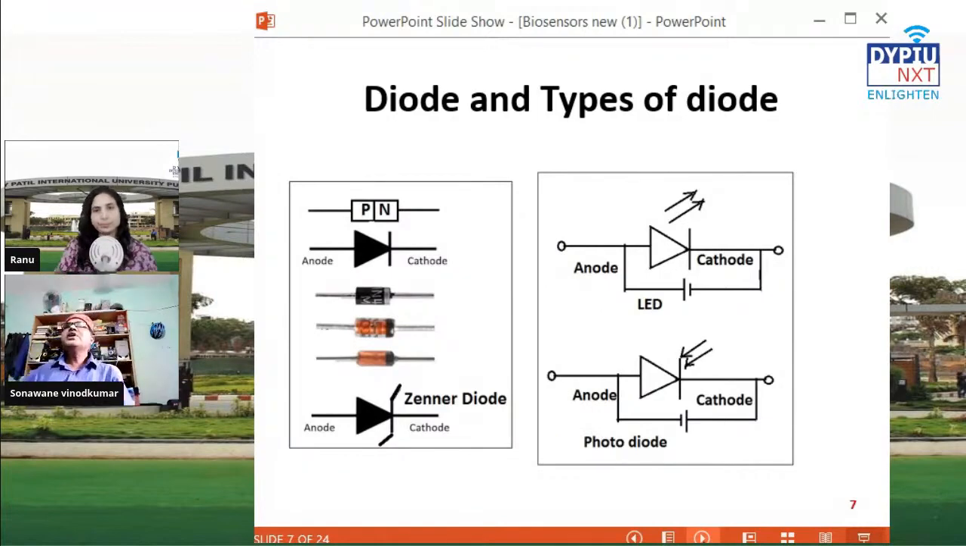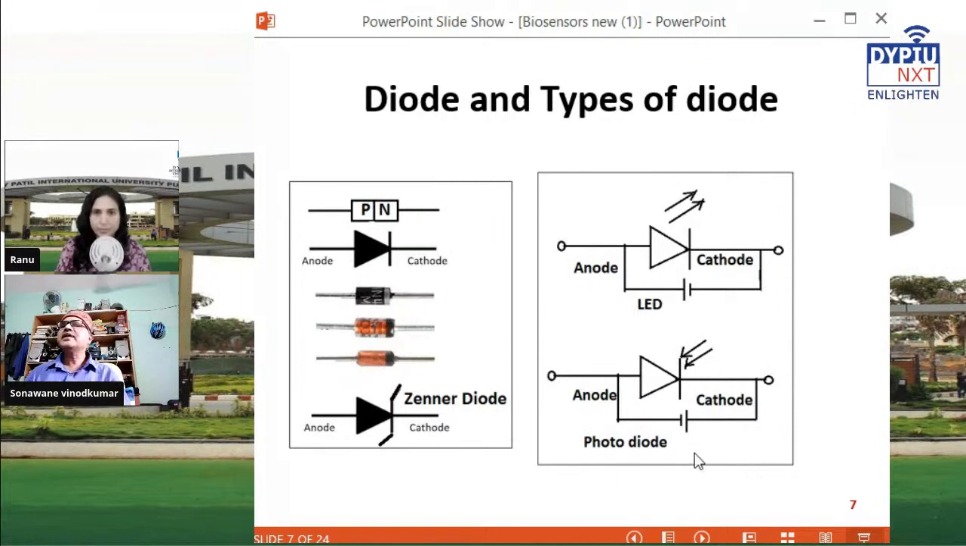Okay. So here is the diode, a very important component of electronic devices. A diode is a PN junction. It starts with the anode and cathode. Then there are different types of diodes, say Zener diode and all that. On the right side of this, I have differentiated two diodes. One is a light emitting diode and the other is a photodiode.